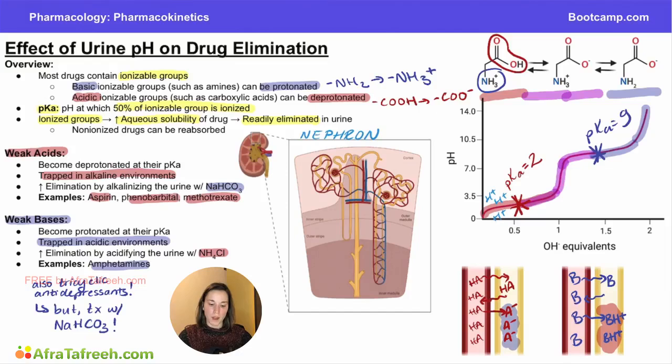The main thing you should remember from this video is that drug elimination can be made more efficient by altering the urine pH. If a drug is a weak acid, meaning it gives up a proton to become charged at a pH above its pKa, making the urine more basic with sodium bicarbonate will trap the ionized drug in the urine and make elimination more efficient. If a drug is a weak base, meaning it accepts a proton to become charged at pHs below its pKa, making the urine more acidic with ammonium chloride will increase elimination efficiency.